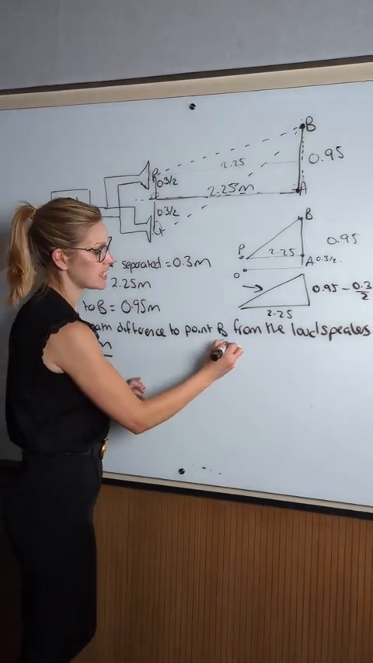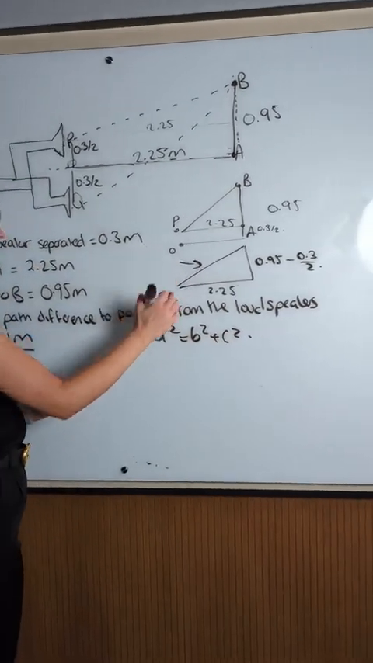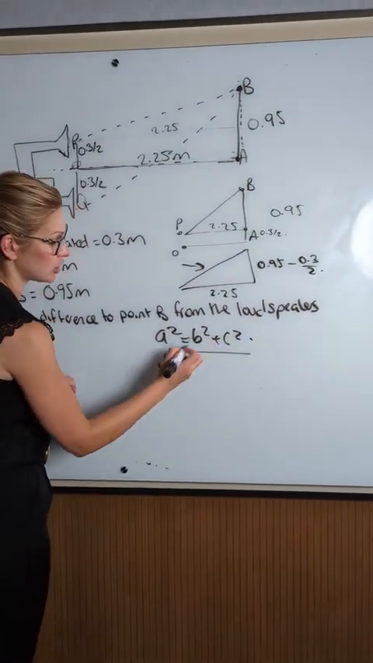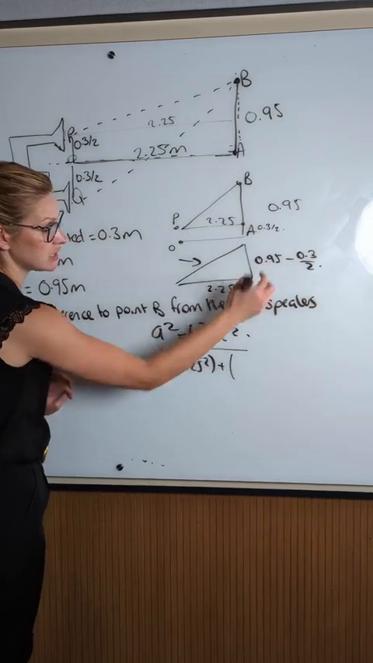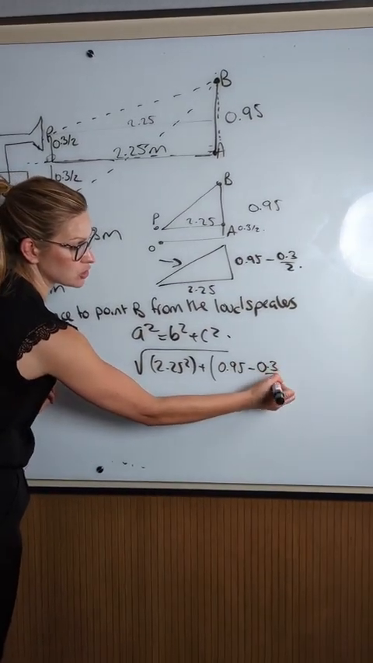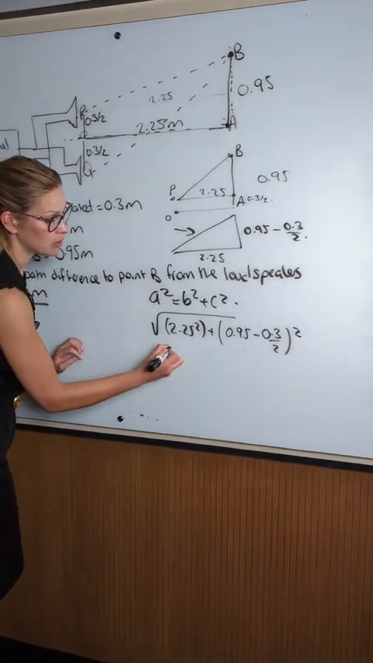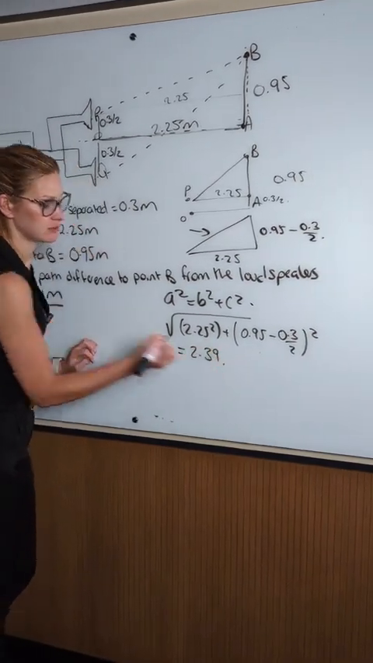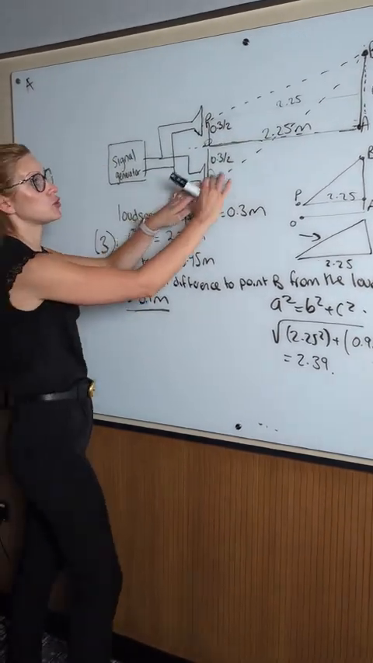Okay, so what I remember is a squared equals b squared plus c squared. So to find out what that hypotenuse is, I have to take the square root of 2.25 squared, and I have to add that to 0.95, take away 0.3 over 2 all squared. When we do that math, we get a number of 2.39. Okay, so that's from my P to B. Okay, so now I want to figure out from Q to B.